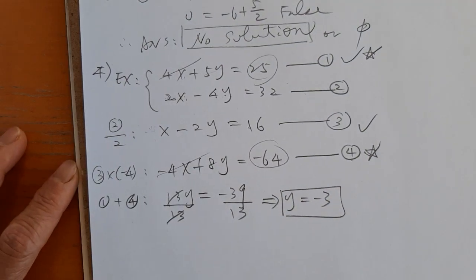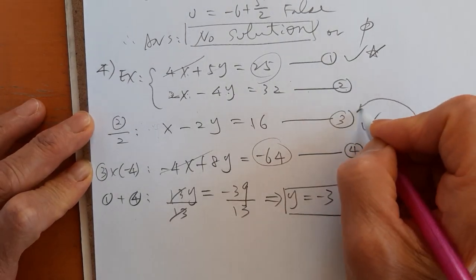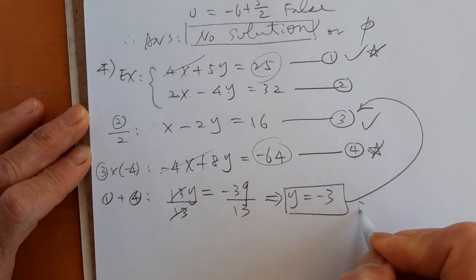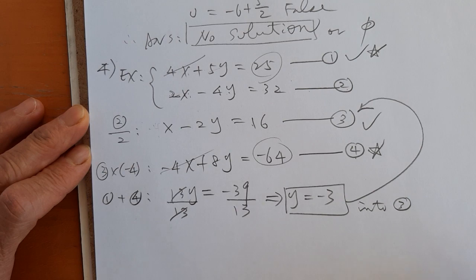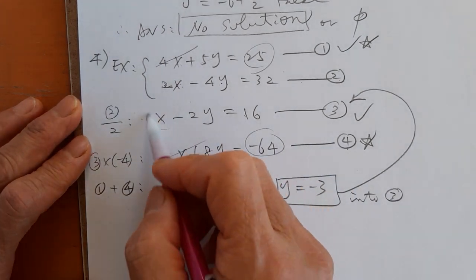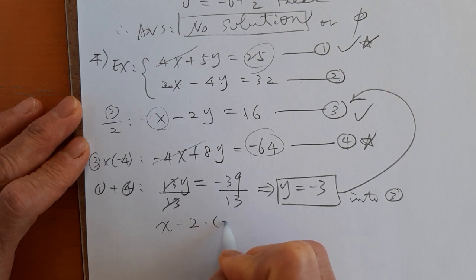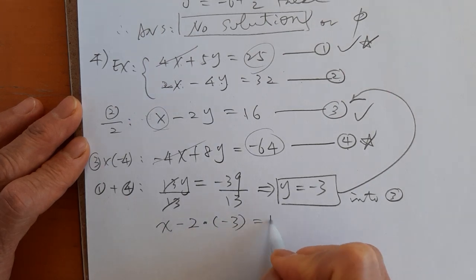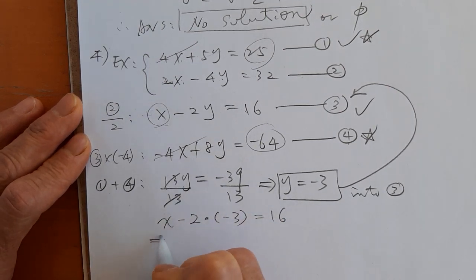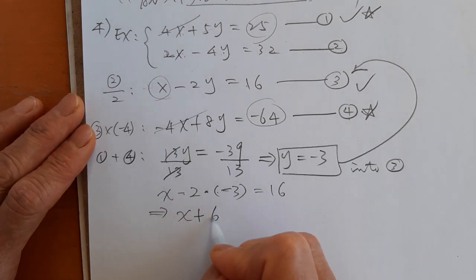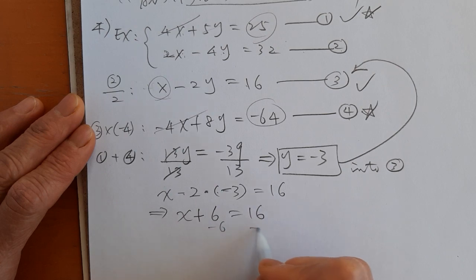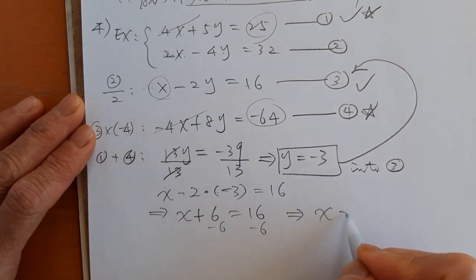That's the first answer. Then you plug it into the third equation, and then you can get x. So you get x minus 2 times negative 3 equals 16. So x plus 2 times 3, which is 6, equals 16. Subtract 6 from both sides. So x equals 10.